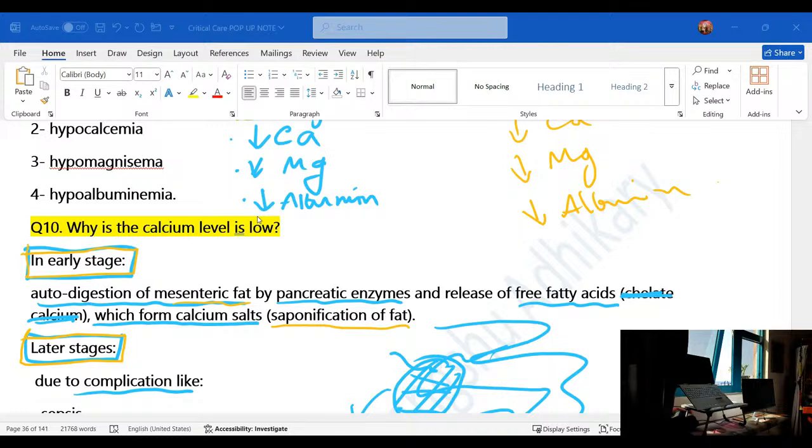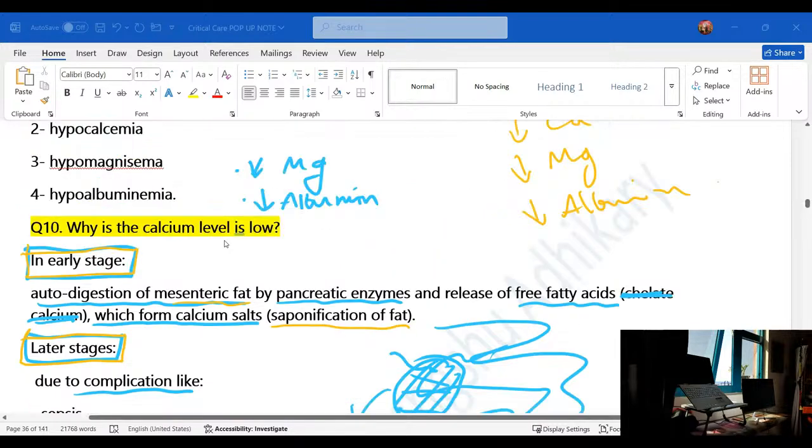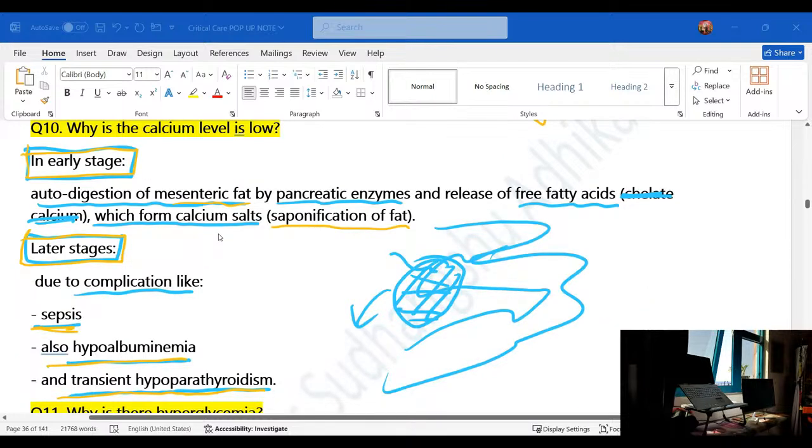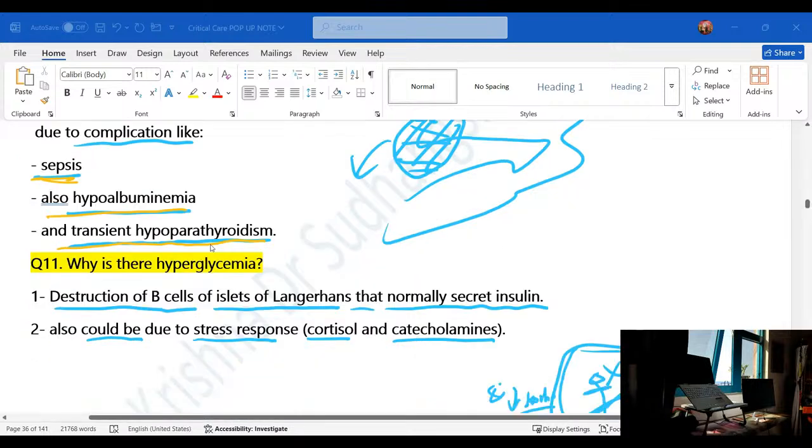So circulating calcium decreases. And in the late stage, due to complications like sepsis, hypoalbuminemia, and transient hypoparathyroidism. So in early stage it is this, and in late stage it is due to complications: sepsis, hypoalbuminemia, transient hypoparathyroidism.